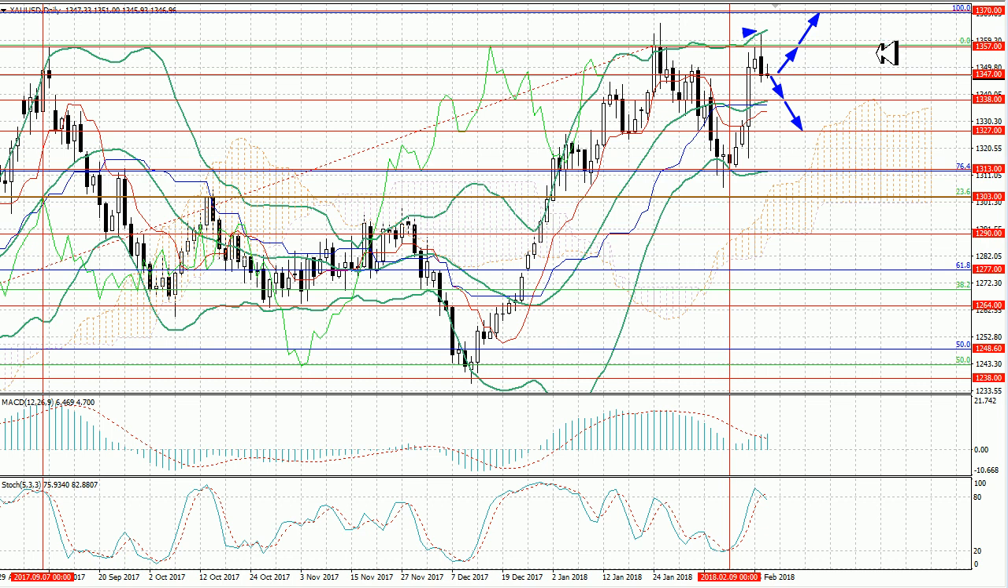Technical indicators do not provide a clear signal. MACD histogram is increasing in the positive zone, Stochastic is leaving the overbought zone, forming a sell signal. Generally, the continuation of decline is possible, but the resumption of growth of the price is possible as well.